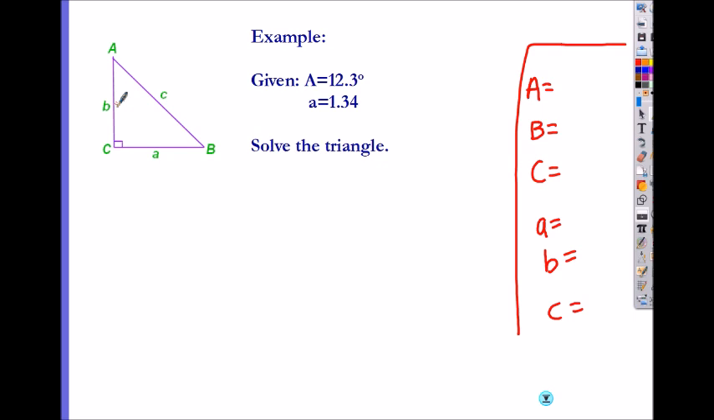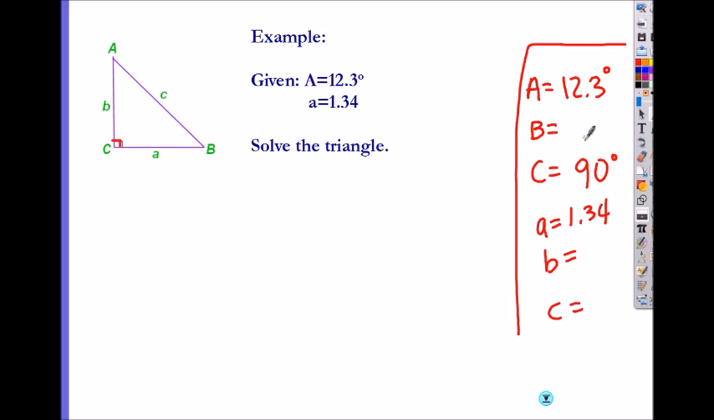In most cases, they will give you 3 measures. They gave you angle A, which is 12.3 degrees. Side a is 1.34. Oh, did it give us just 2 or 3? But look at the picture. It's a right triangle, so we know C is 90. So then what will be the easiest measure to find?